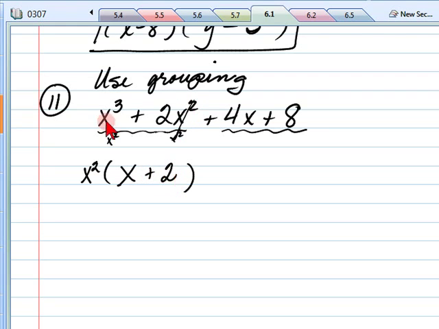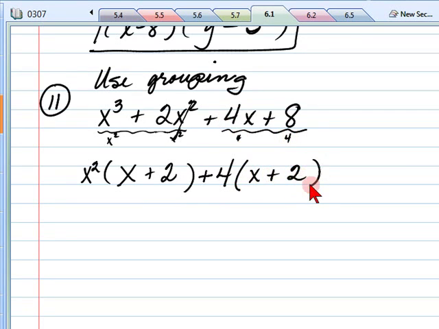Now, ignore these 2 and look at just the second 2. All right, is there a common factor in the second group? 4. And because the first term is positive, I put plus 4. If the first term is negative, I put minus. Okay, I'm going to divide by 4, divide by 4. What will that give me?